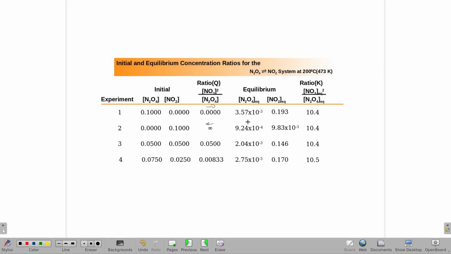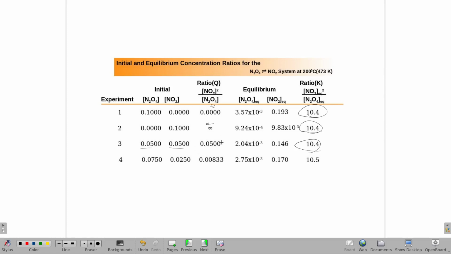Alright, so these are some actual data that we get when we let them go to equilibrium, and they're totally different from one another. But when we plug them into this equation, we get the same value. That is our K. And even if we start with some of both and let it go, we'll get that same 10.4.